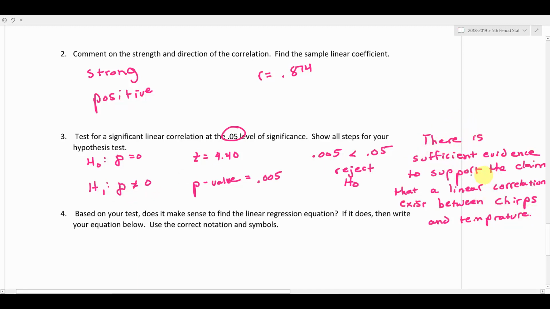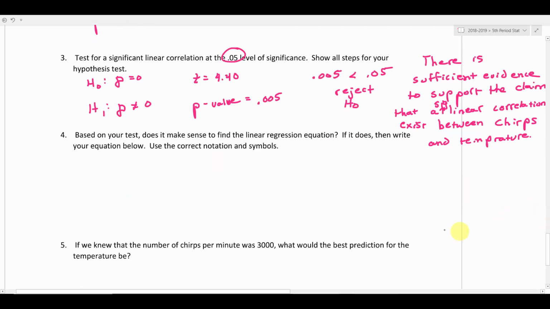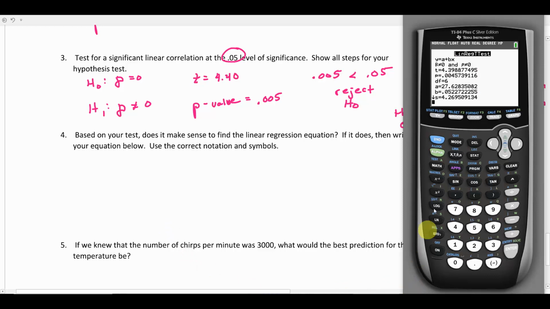Okay, so there is sufficient evidence to support the claim that, and I should say significant linear correlation exists between chirps and temperature. Okay. So does it make sense to find the linear regression equation? It does, because we can use that linear regression equation to make predictions about the temperature, which is ultimately why we are doing this. Okay.